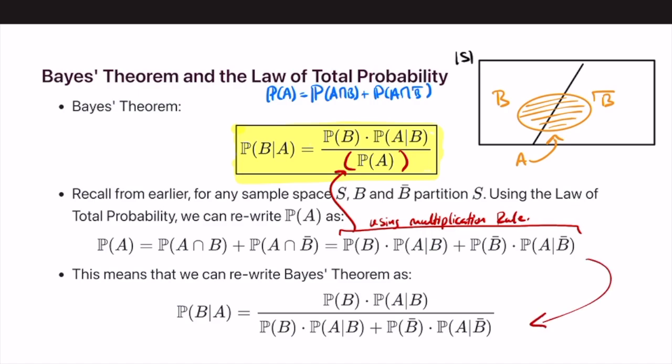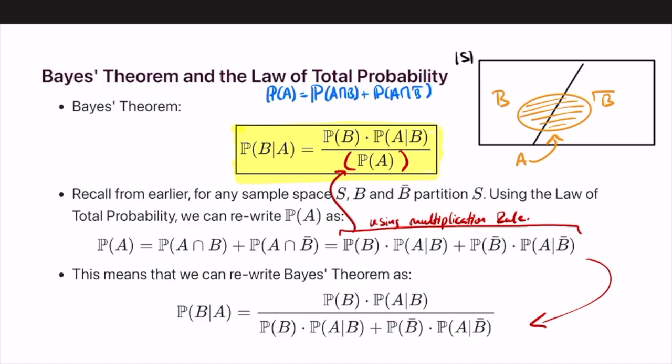We have still the probability of B given A. That's what we're trying to find. And we still have the probability of B times the probability of A given B. That's in our numerator. And we've rewritten the probability of A down below, using the multiplication rule, in terms of the probability of B times the probability of A given B, and the complement to that.